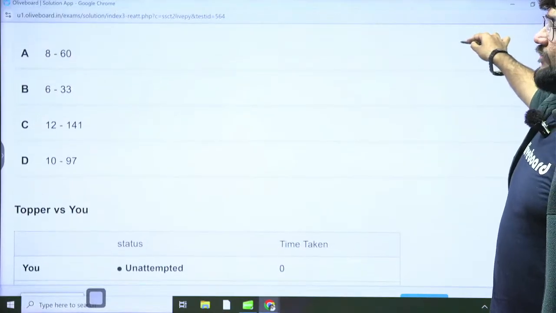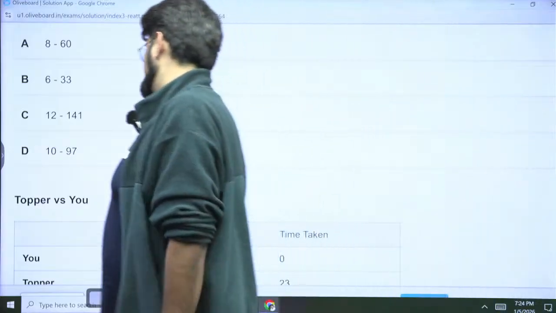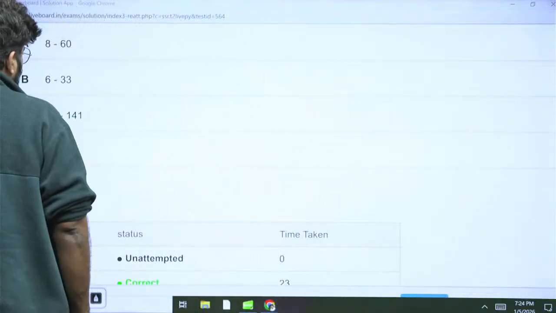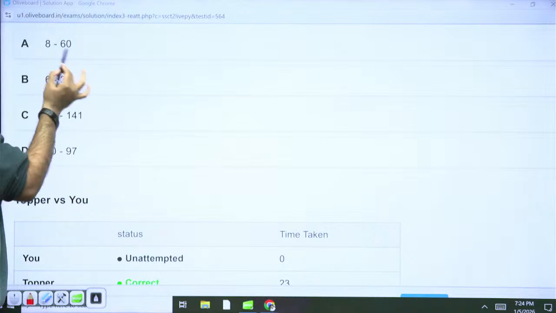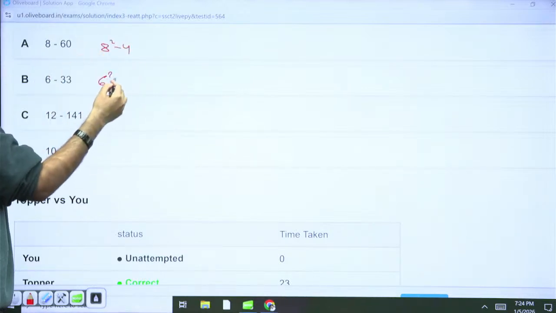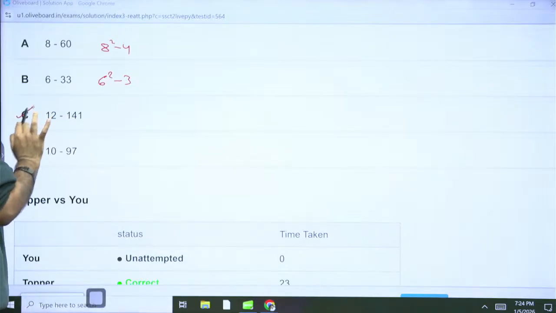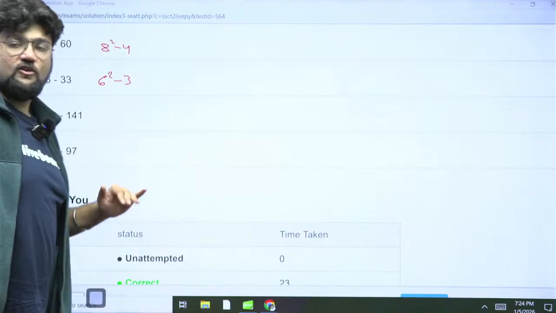Okay, odd one out we need to find out. This is a good trick actually. Some of you might fall for the trick. So they are telling you 8 and 60, 6 and 33. You will relate it as 8 square minus 4, so you will think that half of 8. 6 square minus 3, you will think that half of 6. And then you will see 12 square and 141 and you will say, oh, probably this is the right answer. Because you failed to read the fourth one. You failed to read the fourth one.